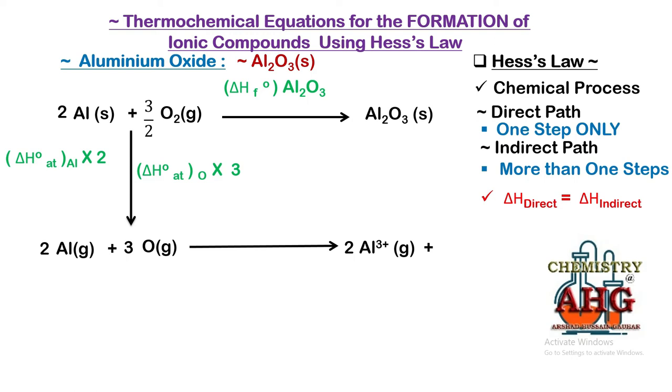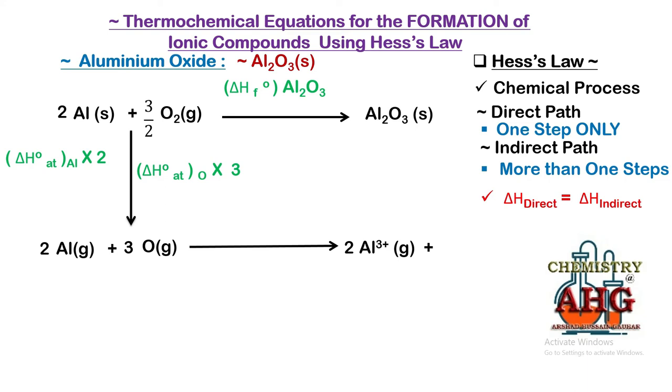Okay, before that, aluminum has lost 3 electrons. Whenever electrons are lost, the enthalpy change for that step is known as ionization energy. 3 electrons have been lost. If 1 electron is lost, it is known as first ionization energy. Aluminum has lost 3.